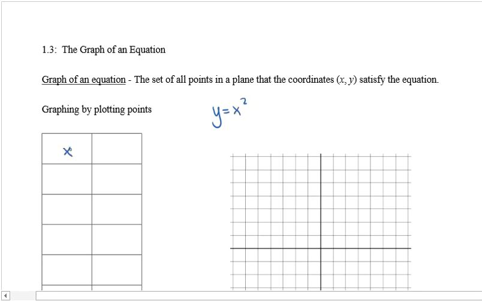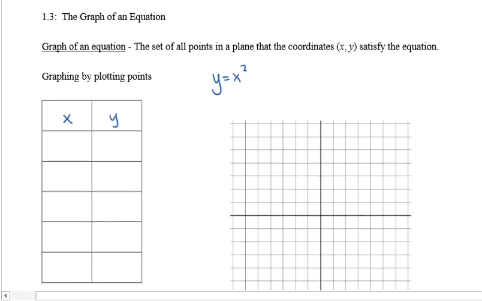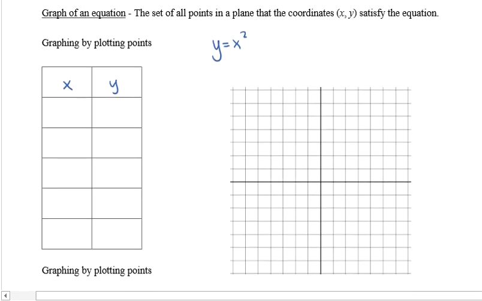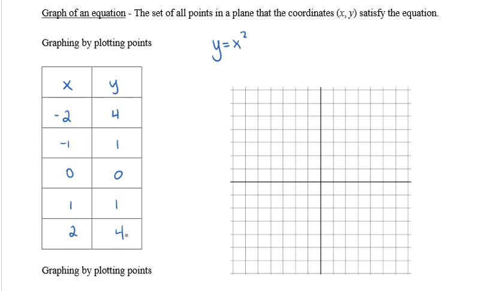So if I had the points, and I'll make this my x's and this my y's, and I had like -2, -1, 0, 1, 2. And so -2 squared is +4, -1 squared is 1, 0 squared is 0, 1 squared is 1, and 2 squared is 4. So when I graph by plotting points, I make an XY or an input-output table, and I kind of have to have an idea of the inputs I want to look at to have meaningful y values. That's one of the hardest things about an input-output table.